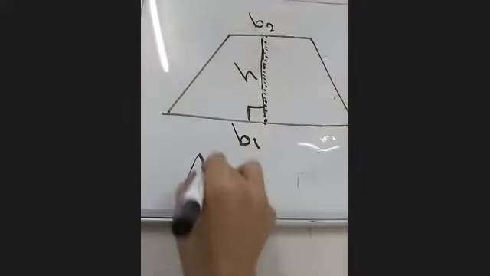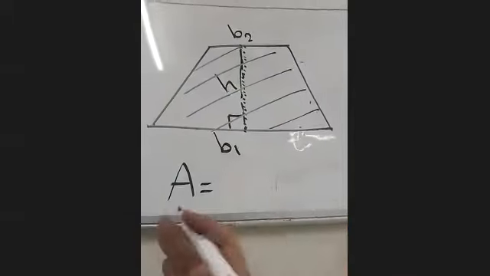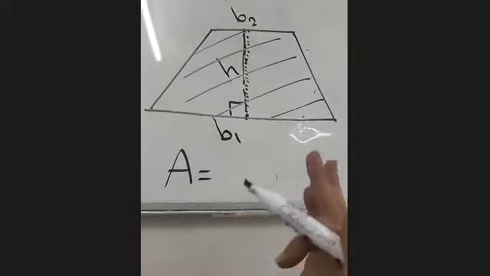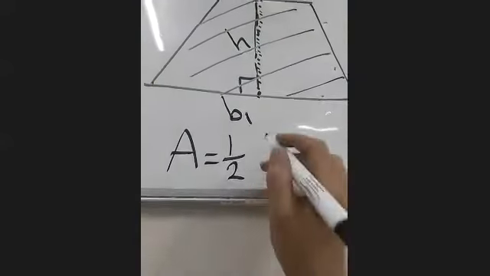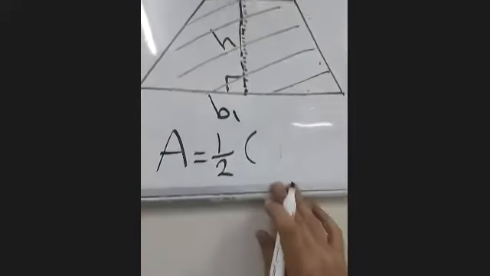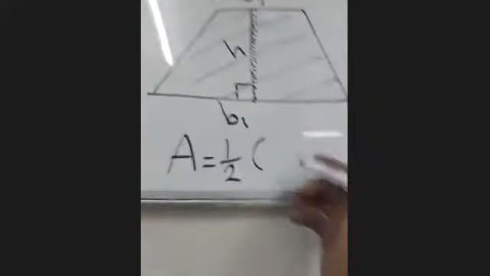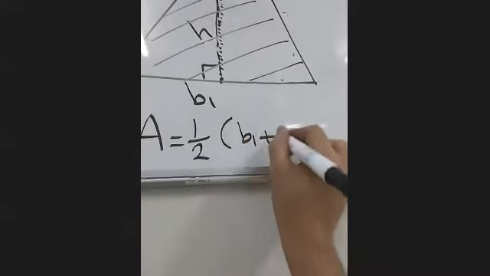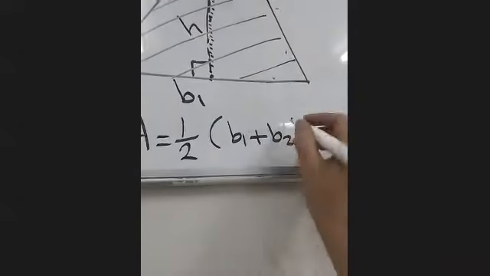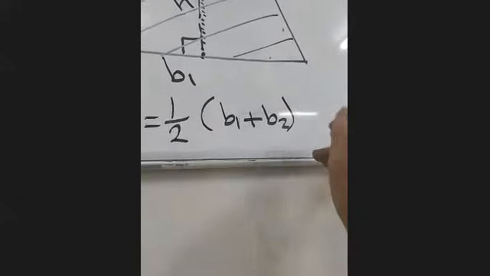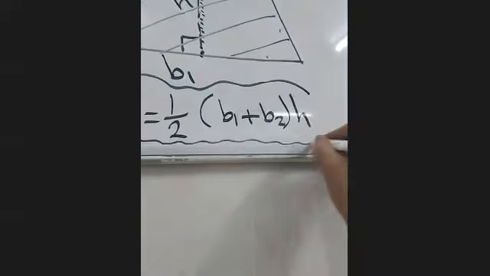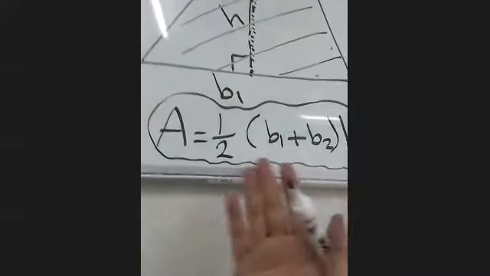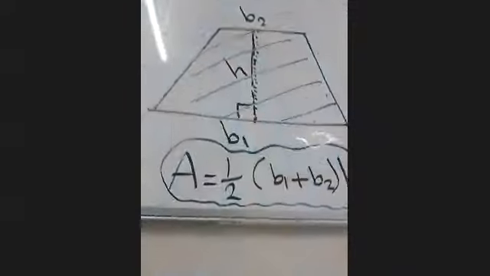Now, what's the formula of the area? We need to find the area of it now. To find the area, the formula is half multiply bracket. Inside the bracket, B1 plus B2. Close the bracket. Multiply the height. This is the new formula. This formula, we use it to find the area of a trapezoid.